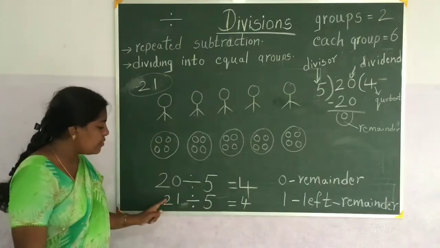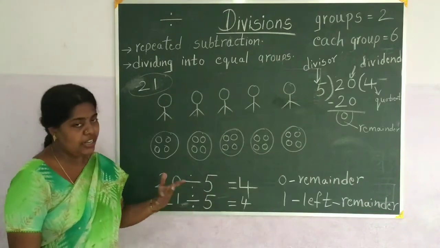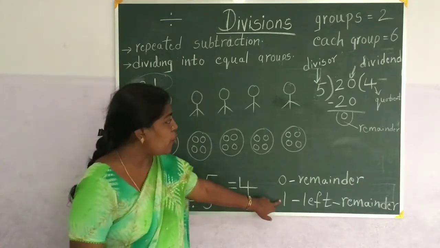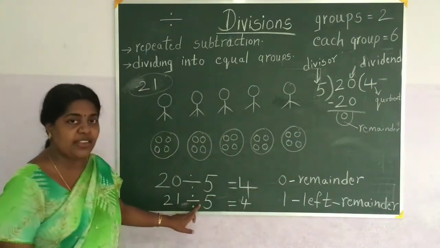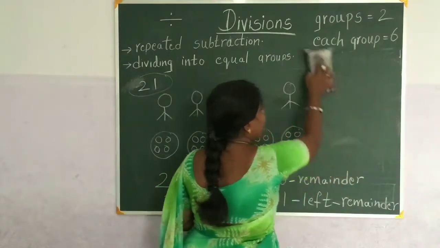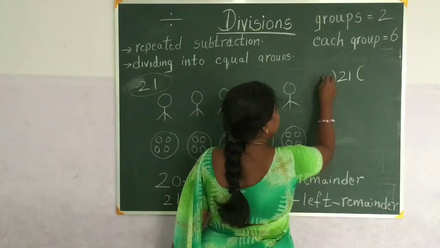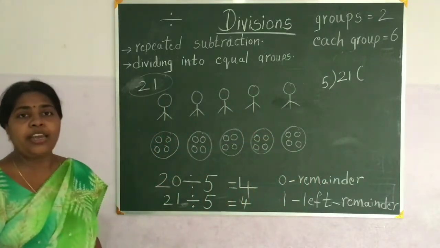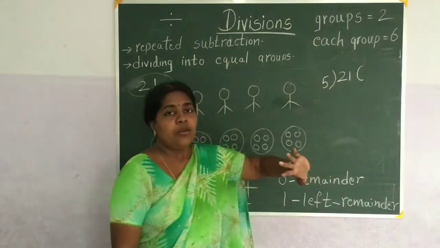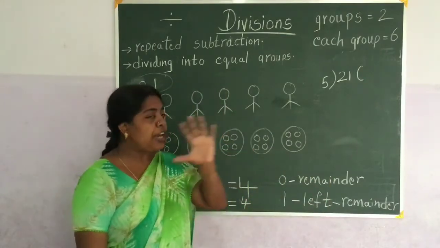Now in this case 21 is dividend, 5 is divisor, 4 is quotient. What about 1? Here we got 1 in this case. If 21 laddus are divided among 5 children, so 21 divided by 5. So in the 5 table, can we get 21? No. 5 fours are 20. 5 fives are 25, we can't take, because 25 is greater than 21, we can't subtract it.